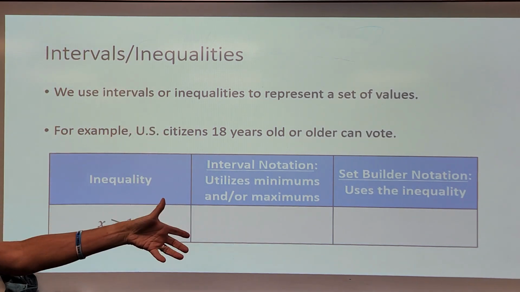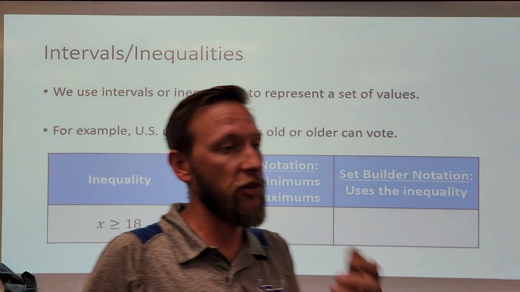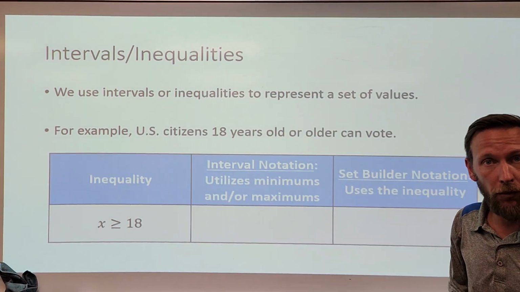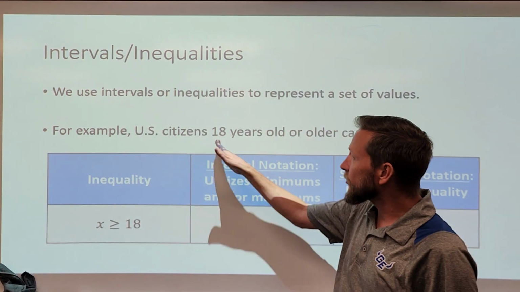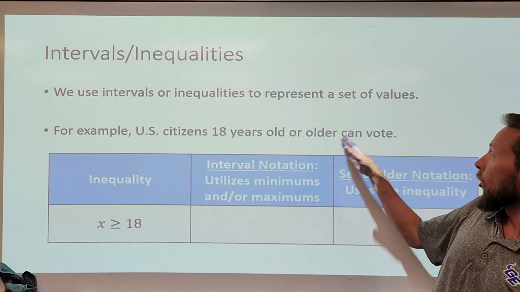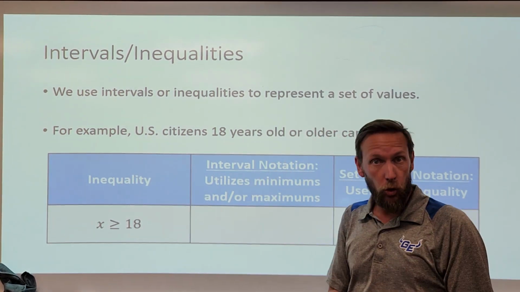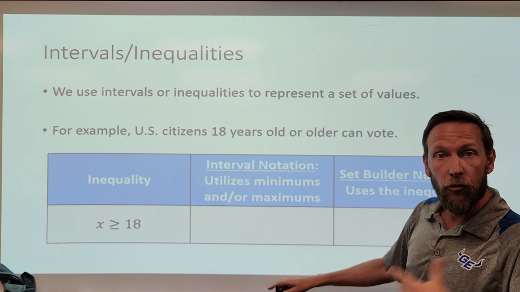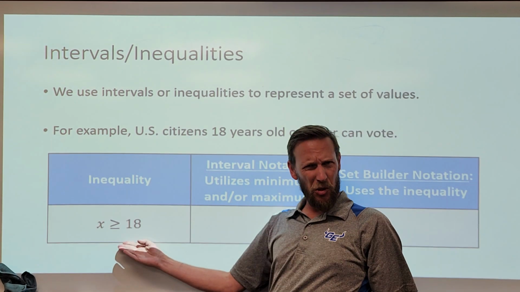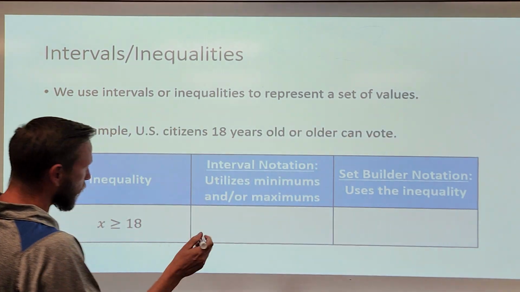All right, so here is just thinking about intervals and inequalities. We use them all the time to describe a set of values. For example, the US voting public are those citizens who are 18 years old or older. Those are the people who are allowed to vote. And writing this as an inequality, not a new concept: x is greater than or equal to 18.